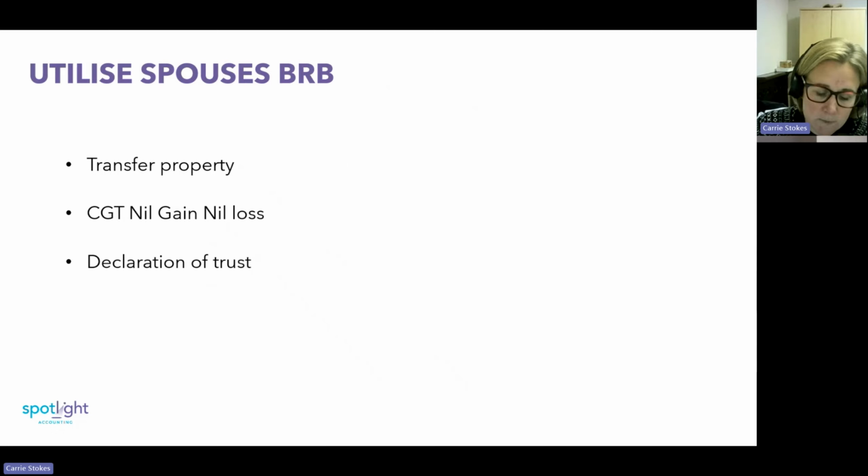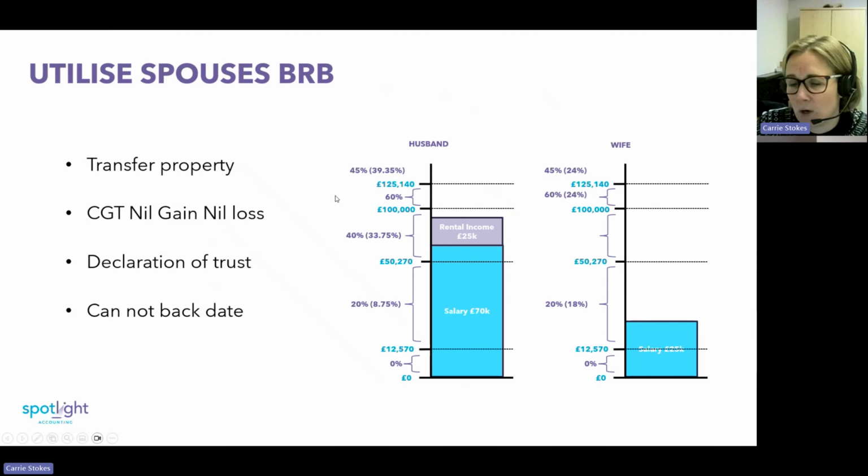It can be done through a declaration of trust. You have to submit a form with HMRC when you do it through a declaration of trust, and you have to register the trust with HMRC, but you can't backdate it. So if you look at the example of the landlord we used earlier, he had salaries of £70,000 and rental income of £25,000 that was hitting the higher rate tax band. If his wife earned £25,000, he could move the rental income over to her through a declaration of trust and utilise her 20% tax threshold.